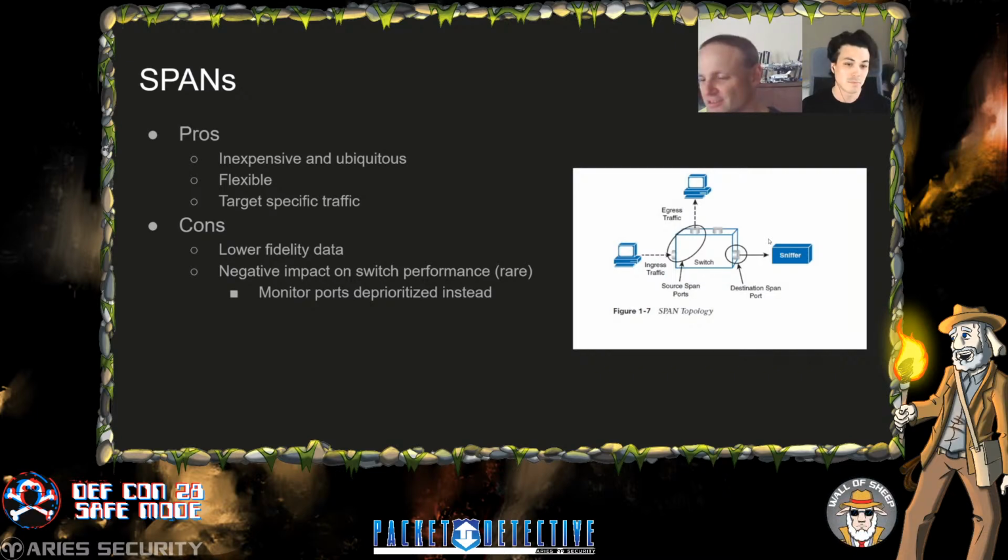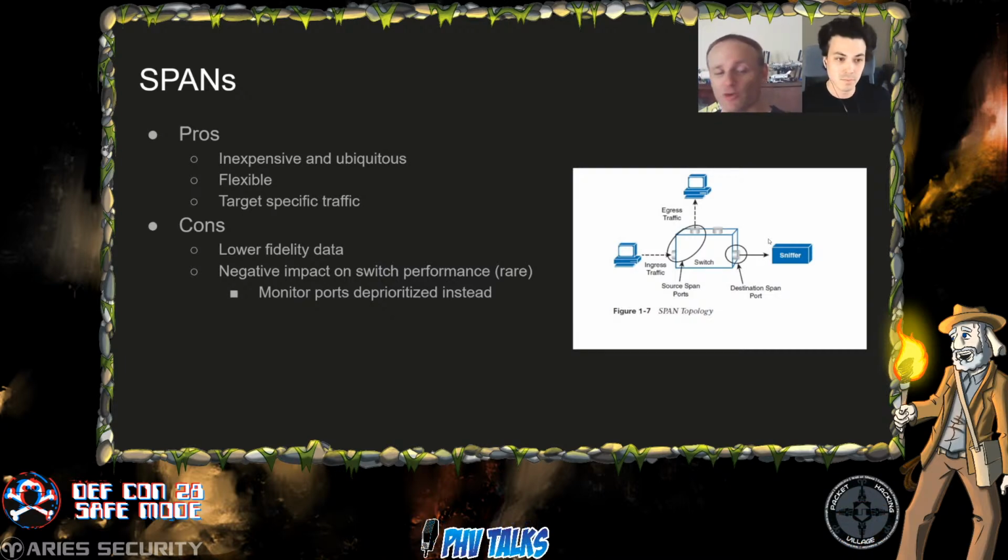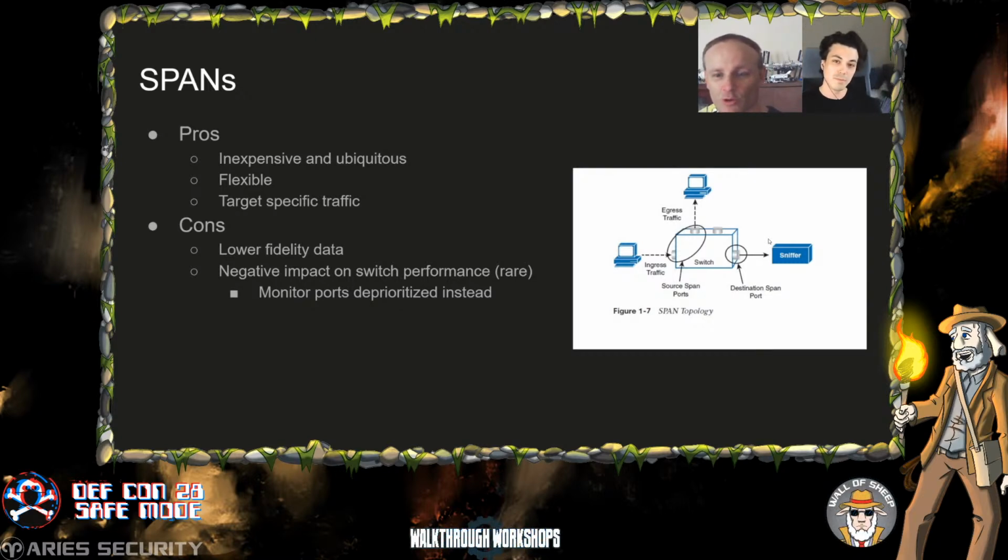So, spans. Spans are what you're going to run into most of the time, and they're what you're going to use most of the time. Taps are actually great, and in a perfect world, we would tap stuff all over the place. The problem is they're really expensive, and Chris mentioned some of the other cons. So, we're going to use spans.